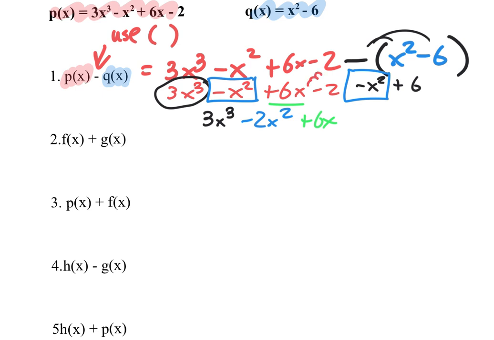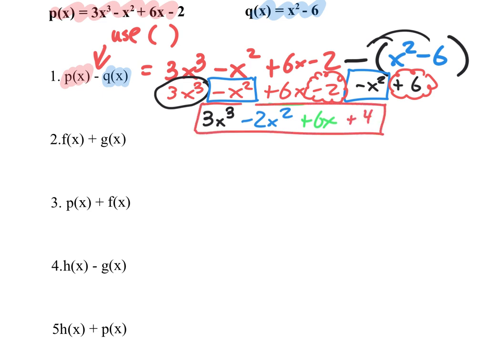It's up to you how you want to do it. You could do like some cloud thing. It really doesn't matter. I just like to have some system in place to keep organized all the like terms. So negative 2 and positive 6 makes plus 4. And there's my answer. Okay, I have combined the like terms. I have done P of x minus Q of x, and I have an answer.